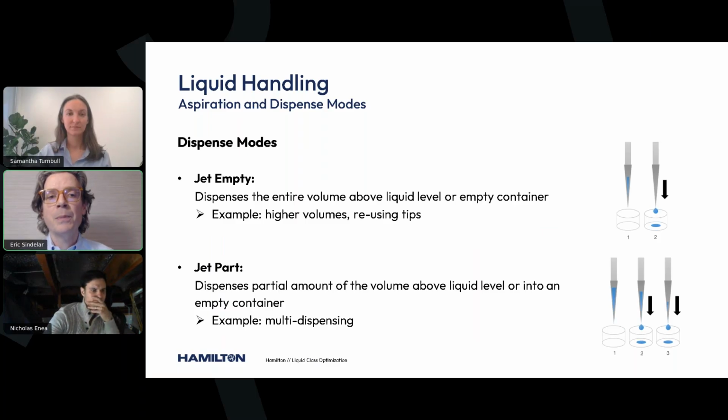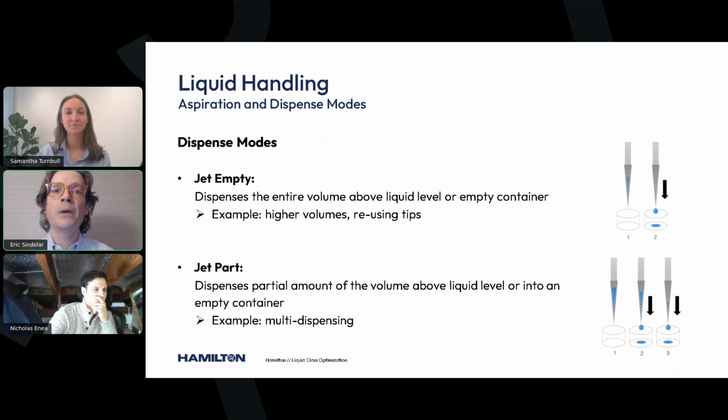Jet empty is when you're dispensing the entire contents of the tip above the liquid level or into an empty container. Now, this mode is usually used when you have higher volumes, when you're reusing tips, and is often characterized by a slightly faster flow rate as well as a blowout volume of air to help push that liquid out of the tip and into the receiving container.